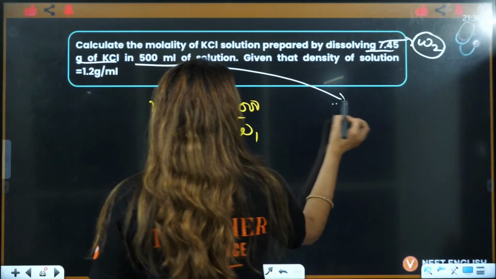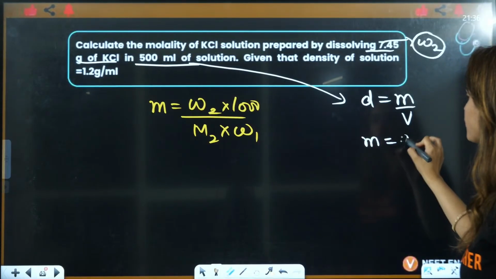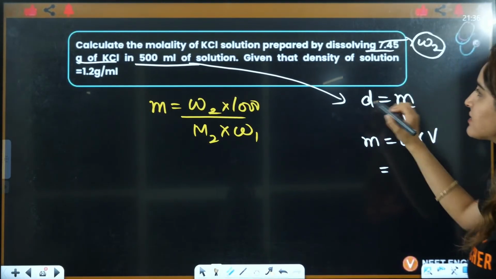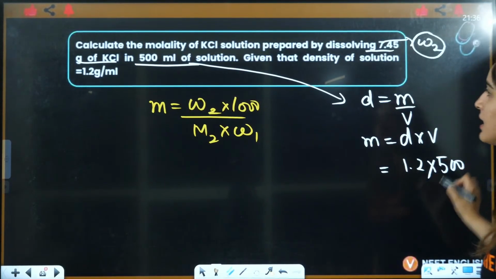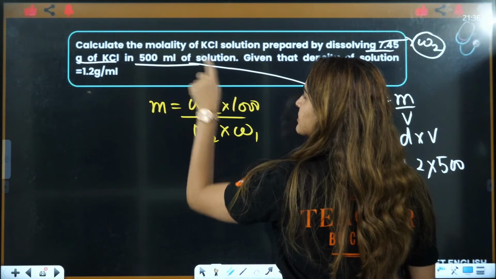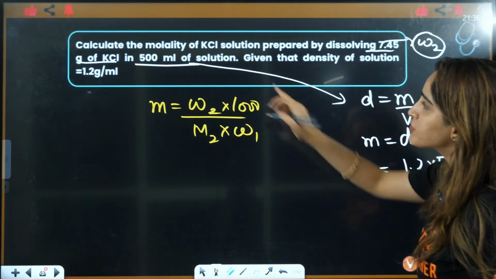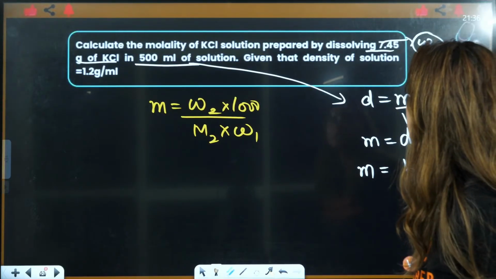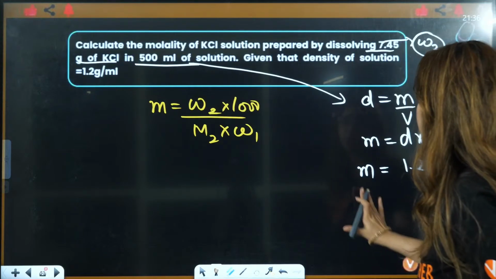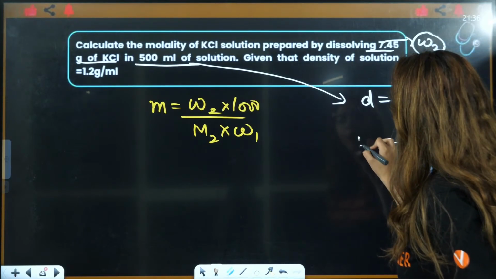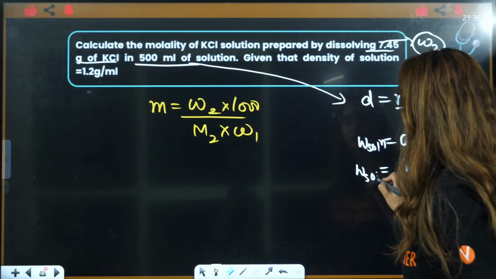See students, density is equal to mass by volume. Mass is equal to density into volume. Density is given to be 1.2. Volume is given to be 500. This is gram per milliliter, this is milliliter, so the answer will be in gram. This is the mass of solution, because volume of solution is given and density of solution is given, so this is the mass of solution. Right?